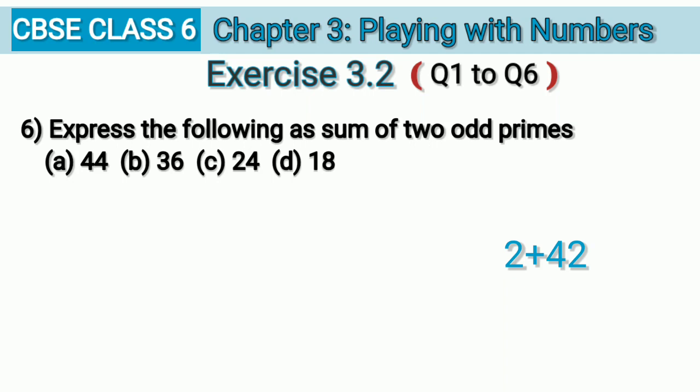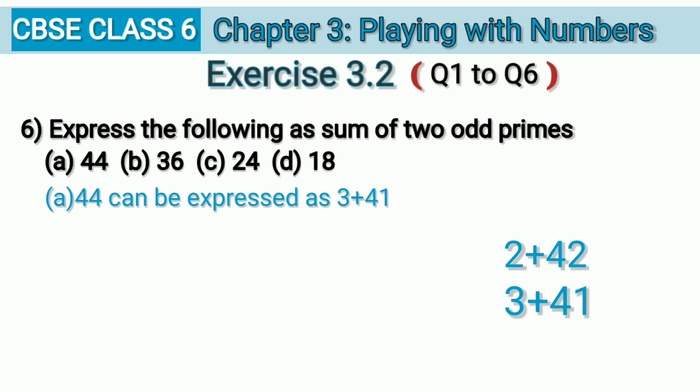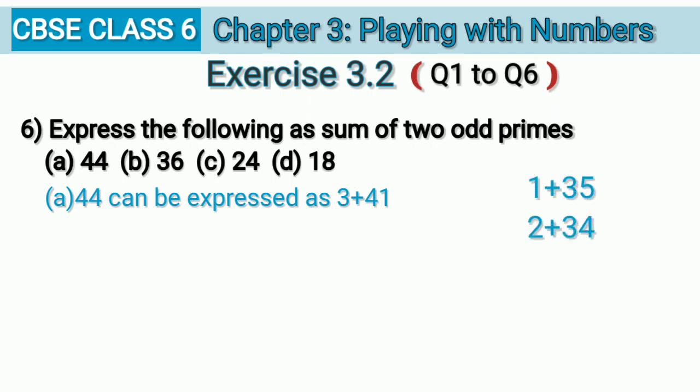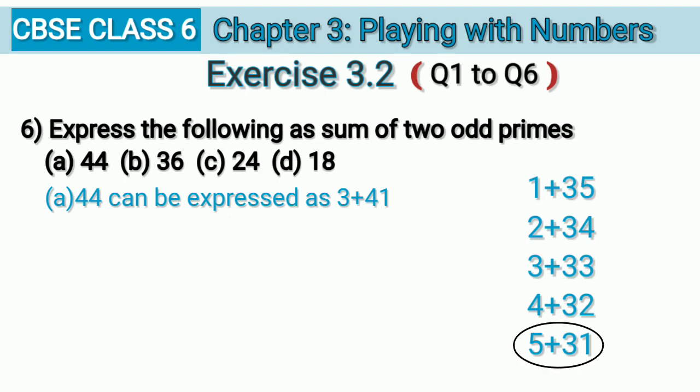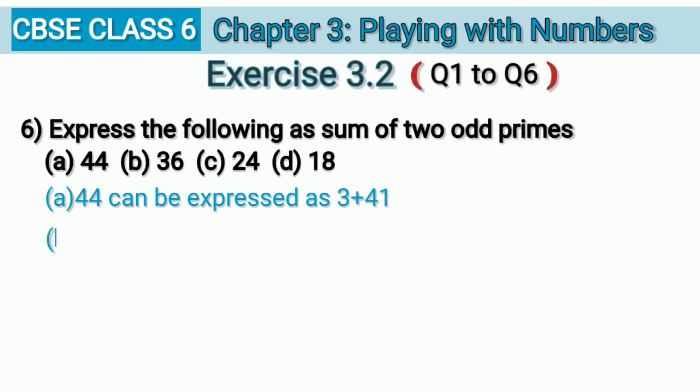So the next combination is 3 plus 41. 3 and 41 are both prime numbers and odd numbers. So 44 can be expressed as 3 plus 41, a sum of two odd prime numbers. Next number is 36. 36 can be written as a combination of 1 plus 35, 2 plus 34, 3 plus 33, 4 plus 32, 5 plus 31. In all these combinations, 5 and 31 are odd and prime numbers. So 36 can be expressed as the sum of two odd prime numbers, 5 and 31.